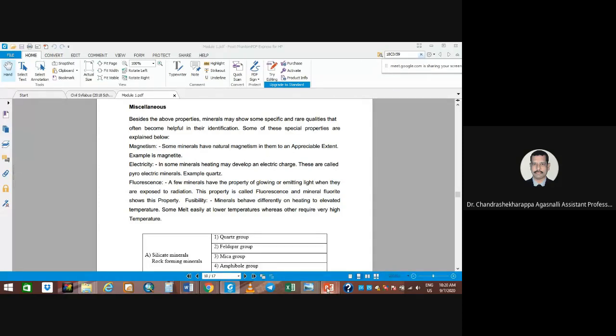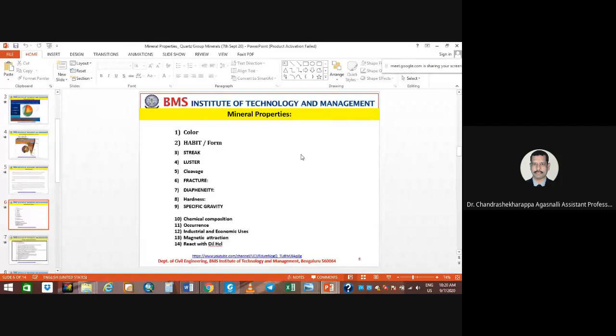So these are all the mineral properties, how we are going to identify the minerals. Then chemical composition we cannot identify by looking; each mineral has a specific chemical composition. And occurrence: where it is occurring, whether in Karnataka or any other part of India and the world, and how it is associated with different rocks, we need to mention that.